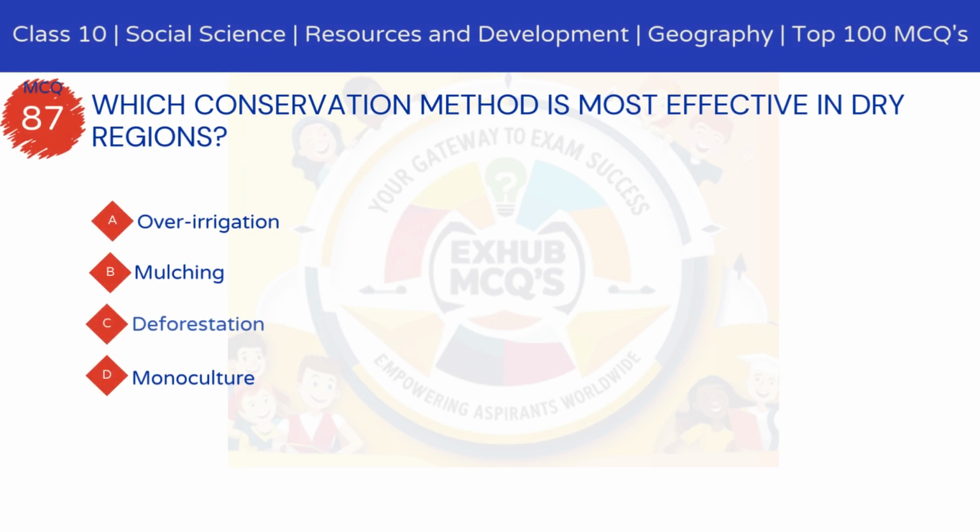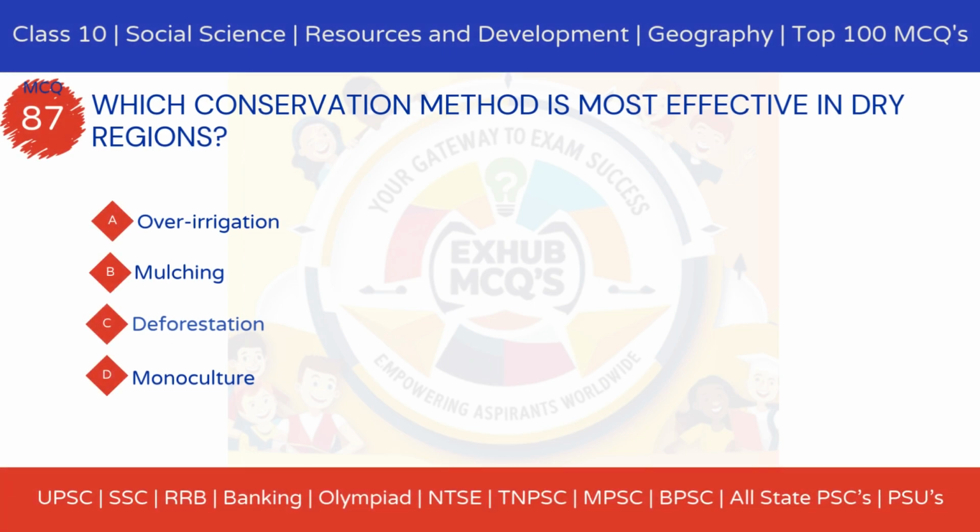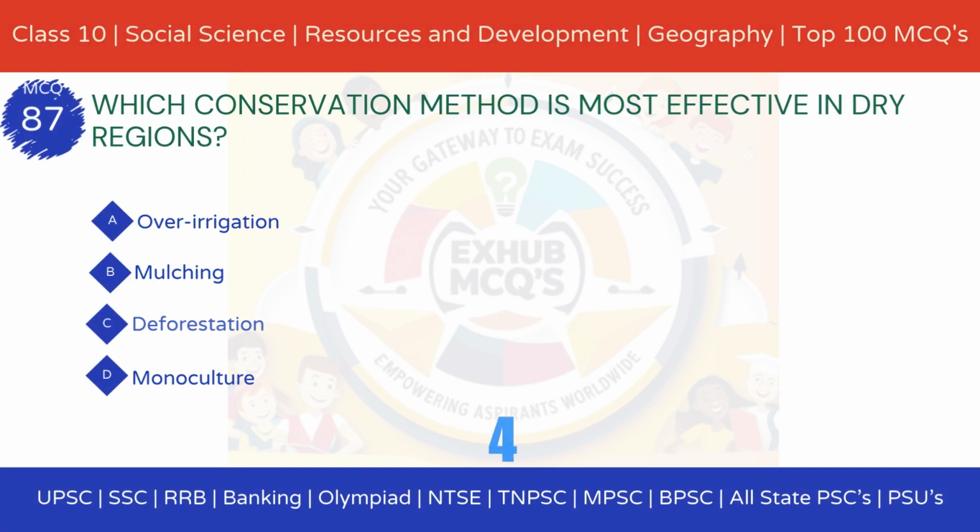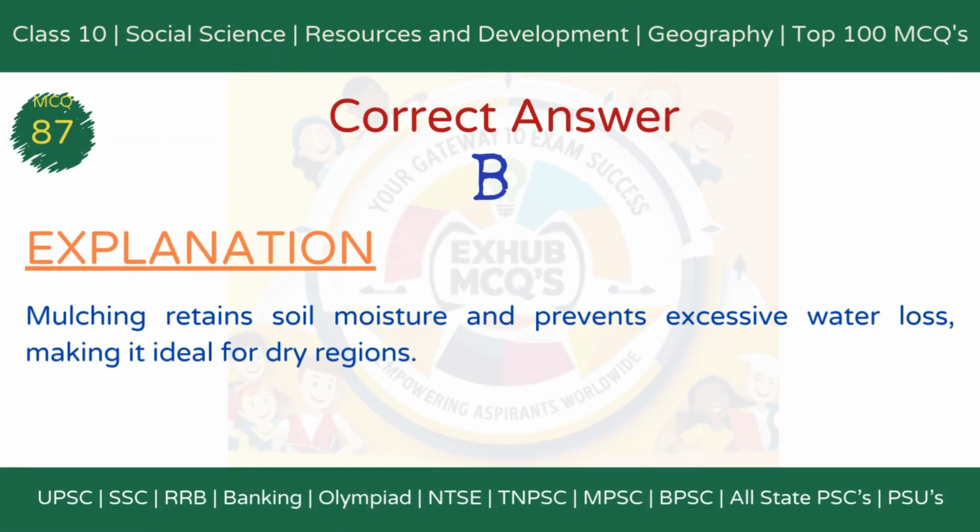MCQ 87. Which conservation method is most effective in dry regions? Option A, over-irrigation. Option B, mulching. Option C, deforestation. Option D, monoculture. The correct answer is option B, mulching. Explanation: mulching retains soil moisture and prevents excessive water loss, making it ideal for dry regions.